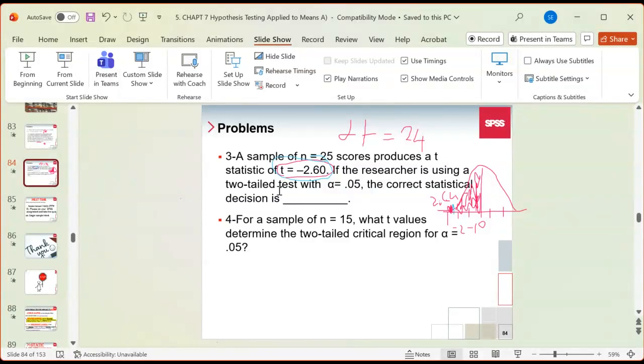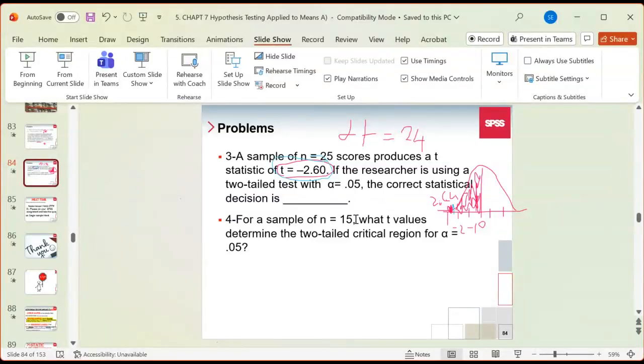So this one, you got to pay attention. It says a sample of N equals 25, okay? So we got 25 participants. The t statistic is negative 2.6. If the researcher is using a two-tail test, alpha 0.05, the correct statistical decision is what?